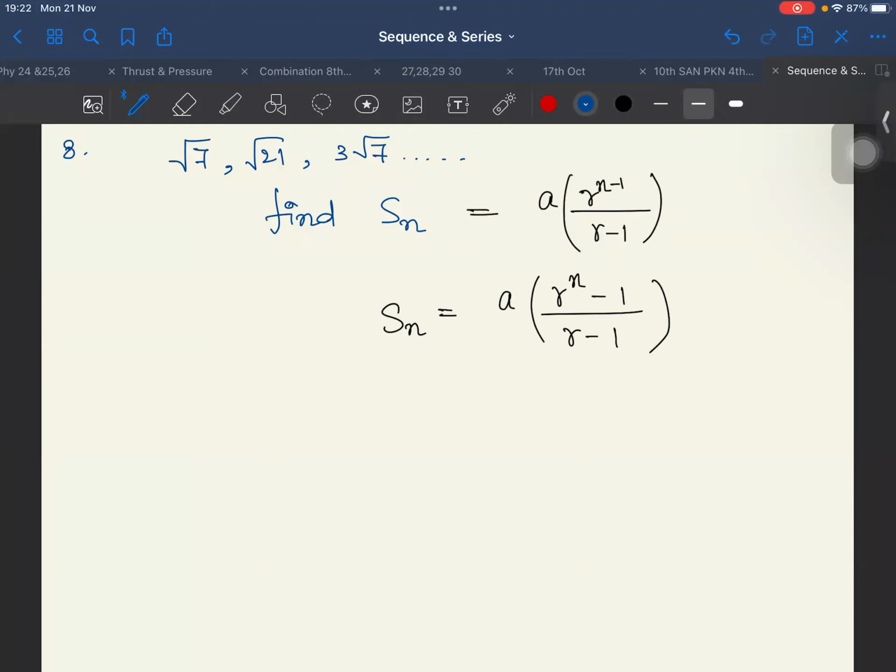Shrikruti, you there in class? Yes or no? Yes, sir. Tell me. Sir, if R is less than 1, then it is A into 1 minus R to the power of n. Okay. This formula is valid for what? R less than 1 or greater than 1? This one is for R greater than 1. Okay, R greater than 1. If R is less than 1, then it is A into 1 minus R power n. Sorry.